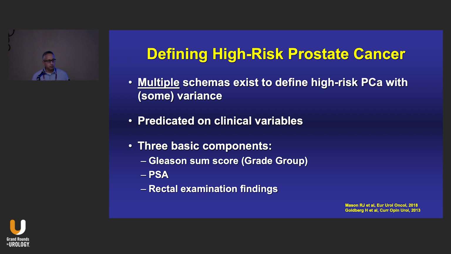Now, one of the important things to recognize is there are different schemes for defining what is high-risk prostate cancer, and they have similarities, but they do have some differences. But in general, they're basically predicated on clinical variables, and really three clinical variables. Histologically, what does it look like on biopsy? So that's your Gleason sum score, your grade. Number two, what's the PSA? And number three, the rectal examination. And we talked a little bit yesterday about how rectal examination can be variable between different persons.